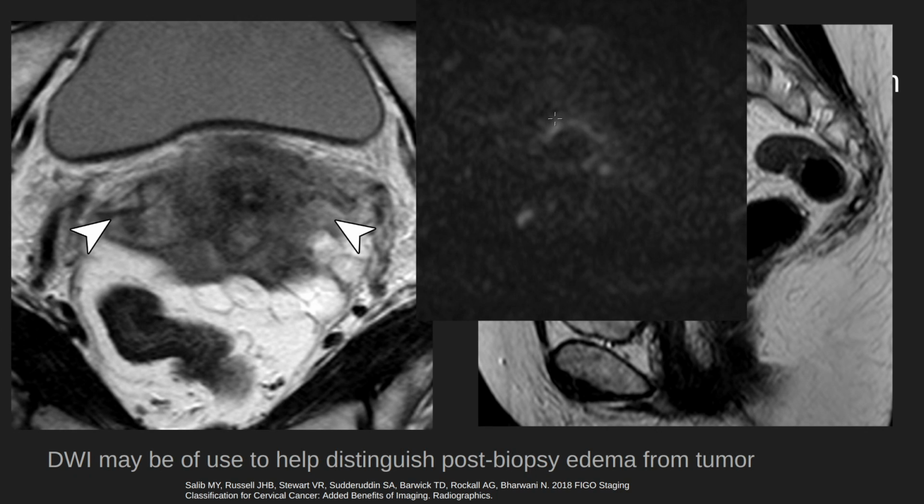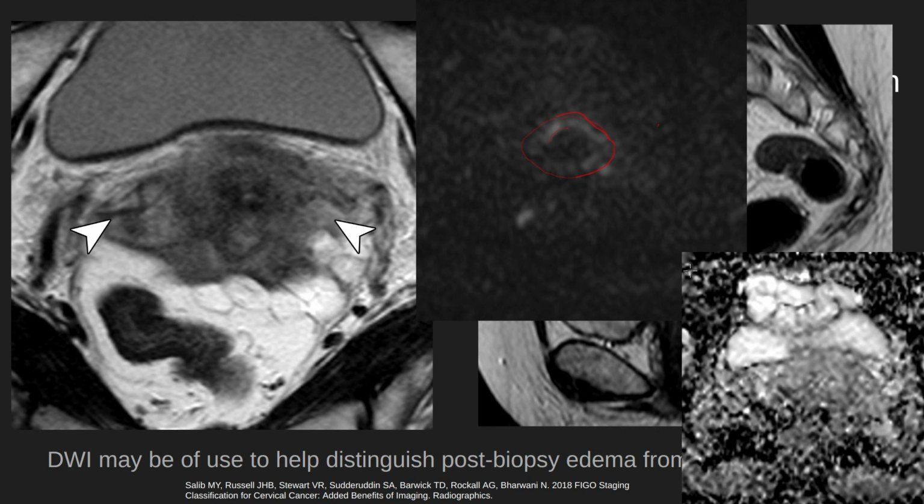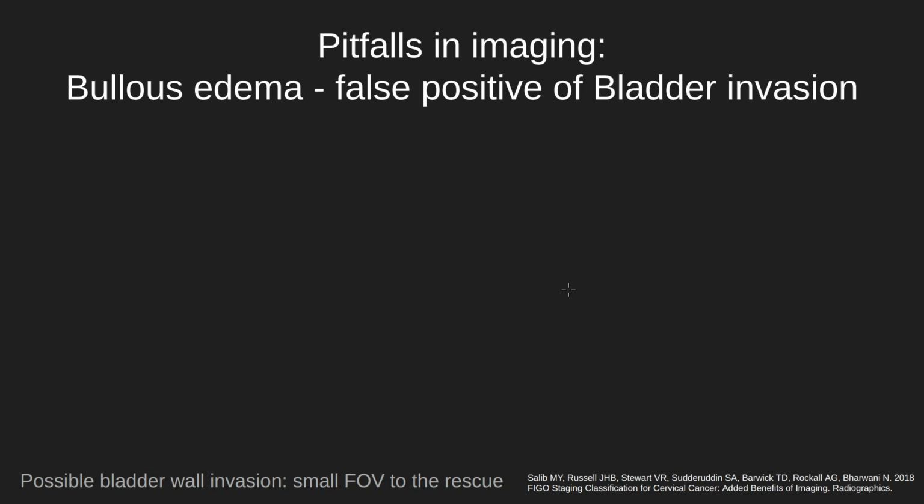As you can see here, the DWI bright signal is present involving the cervical mass, but there is no extension of DWI bright signal into the parametrium to suggest tumor involvement. And the corresponding ADC map also helps, and the corresponding ADC map does not show any dark signal in the parametrium to suggest tumor extension. Another pitfall is bullous edema, which can show itself as a false positive for bladder invasion.